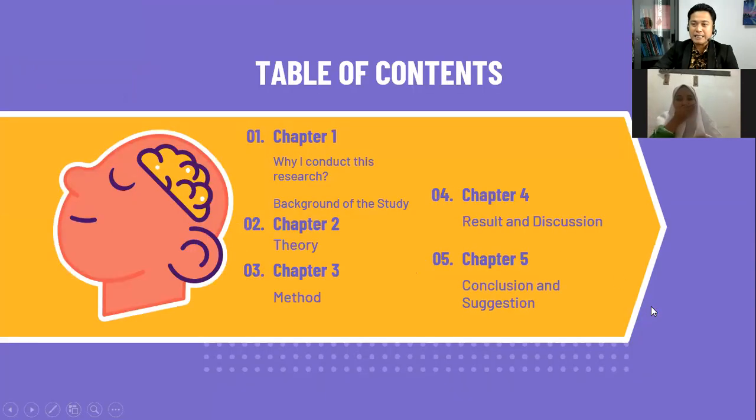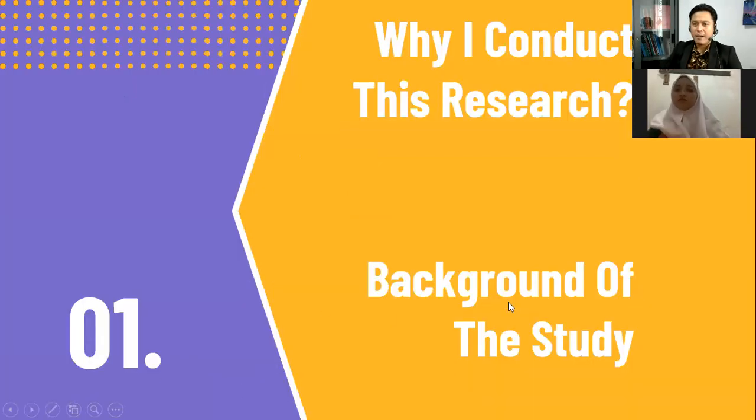Now let's go with the second slide here. You're mentioning the content consists of 5 chapters: the ground of the study, the theory, method, result and discussion, and last one, conclusion and suggestion. On your first chapter, you're mentioning the basic reasoning of conducting this research, based on your curiosity, your observations, and the interviews of the teachers. And what are several other factors that affected you in conducting this research? Latifa. Okay.